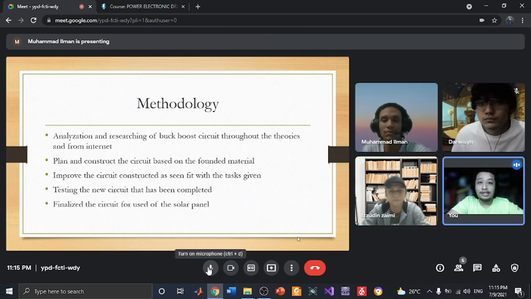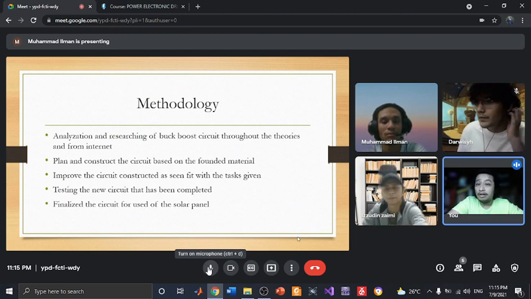Assalamualaikum. My name is Muhammad Fidaus Naim, TF19003. Today I'm going to present about the methodology. So for the first one, we did some analysis and researching for the buck boost circuit through theories and also from the internet. And from there, we planned and constructed the circuit based on the found material. And then we improved the constructed circuit as seen fit with the task given.